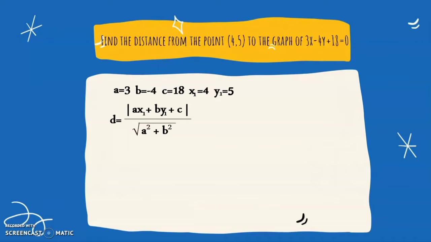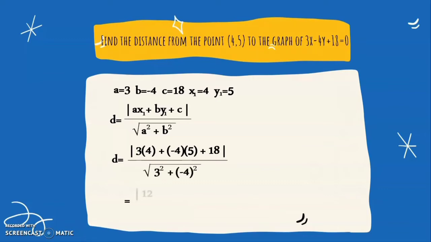So this will become d is equal to the absolute value of 3 times 4 plus negative 4 times 5 plus 18 divided by the square root of 3 squared plus negative 4 squared. So we have 3 times 4, which is 12. Negative 4 times 5 is negative 20. Copy 18. Then 3 squared is 9. Negative 4 squared is 16.